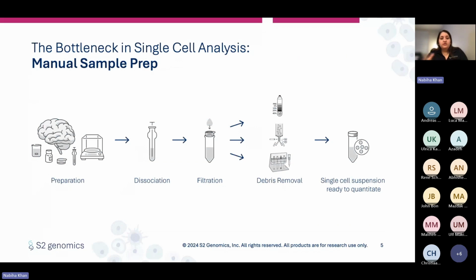With that, there are common methods in dissociating your sample, and one common dissociation method is manual sample prep, and it is also one of the main bottlenecks in single-cell analysis. In this process, preparation of the tissue, buffers, the dissociation, filtration, and even determining the debris removal method is all done by hand and requires researchers to piece together their own protocols. This makes manual sample prep time-consuming, introduces technical variability between one researcher to the other, and can lead to inconsistent data.